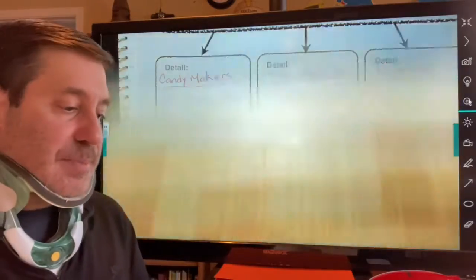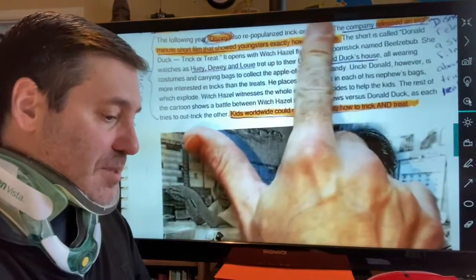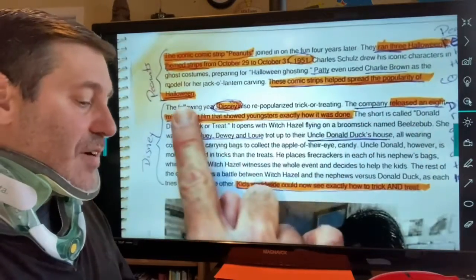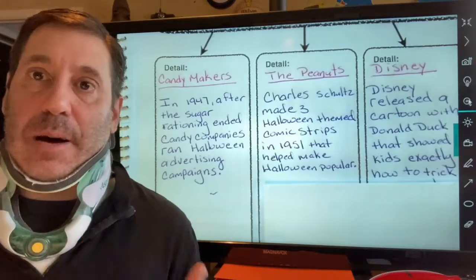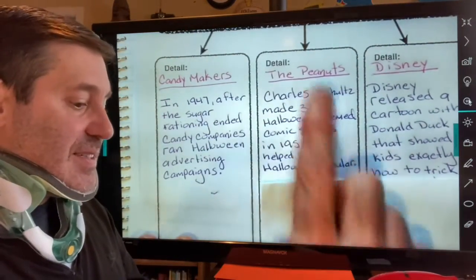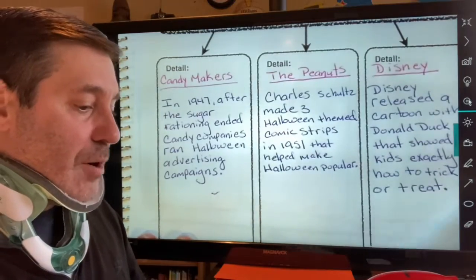And that last bit, that came here. The comic strips helped spread the popularity of Halloween. So that is what these comic strips did. That's how they helped to save it. They made it more popular. Okay, so that becomes my second detail here about the Peanuts.